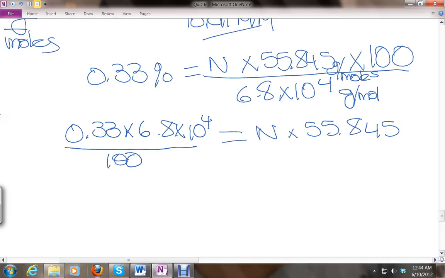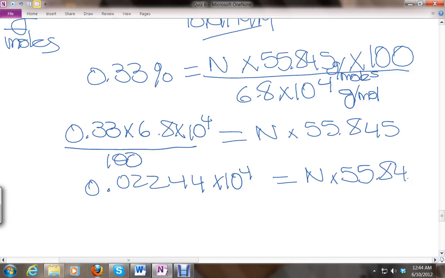So it's going to be 0.33 by 6.8 divided by 100, which gives me 0.02244 by 10 to the fourth equals n by 55.845 grams per mole. Sorry, this is grams per mole too. And remember, this was grams per mole and grams per mole and grams per mole. So it's going to give you 224.4, right?